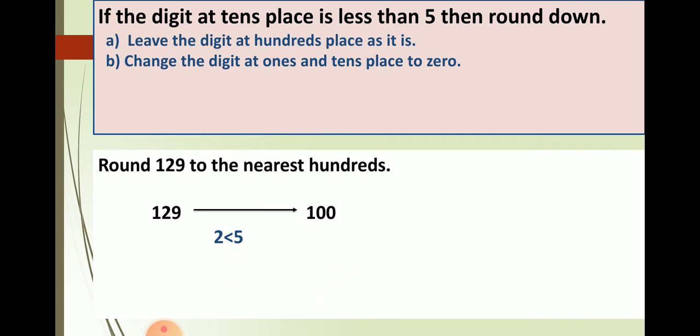If the digit at tens place is less than 5, then round down. Leave the digit at hundreds place as it is. Change the digit at ones and tens place to 0. Here is an example. We have to round 129 to the nearest hundreds. When 129 is rounded off, it becomes 100. Let us see how. The digit at hundreds place is 1 and the digit at tens place is 2. 2 is less than 5. So we will write 1 as it is, and the digit at tens and ones place will become 0, 0. And we got the answer 100.